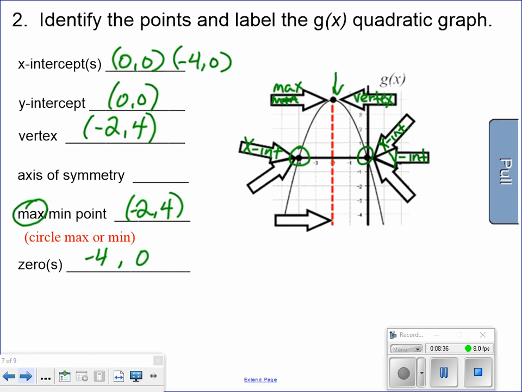What that leaves us with is our axis of symmetry. Remember, that is the line of symmetry that goes down the middle of our graph. So this would be that red dotted line that we have here. And it appears that our graph is going through negative 2. So our axis of symmetry would be going through the point negative 2. Now remember, axis of symmetry is going to be written as an equation. So that equation would be x equals negative 2.